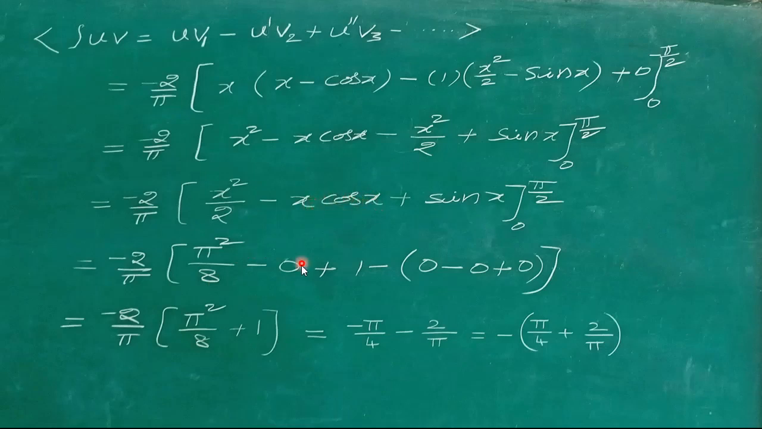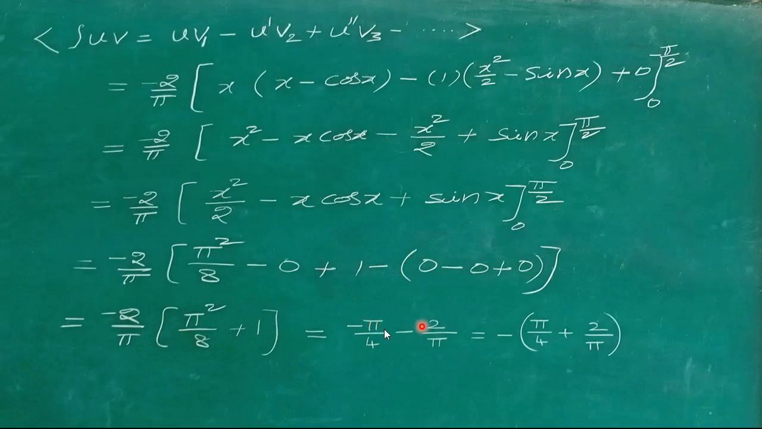So 0 into anything is 0. Next one, what is that here? If you substitute the upper limit, sin pi by 2 value is 1, minus of, substitute the lower limit. What is the lower limit here? 0. Substitute the 0 in the place of x. What happened? The first term is 0, the second term is 0, and sin 0 value is also 0. So the lower limit value is 0. So what will we get? Minus 2 by pi into pi square by 8 plus 1.